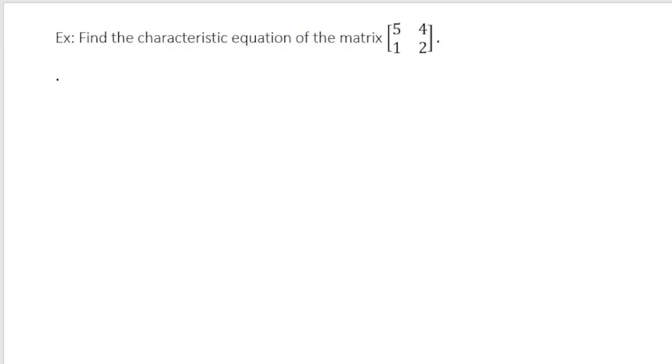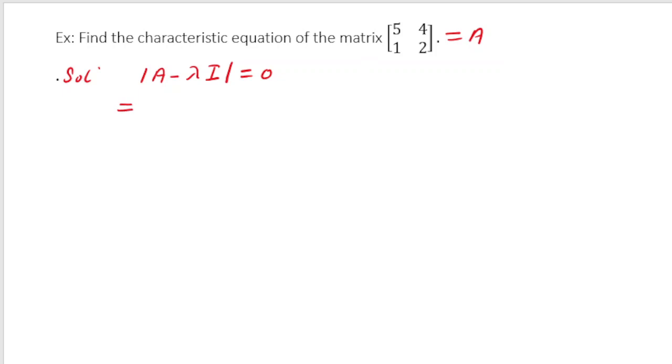So let us solve some problems to understand it better. The first question is to find the characteristic equation of this matrix. Let me call this matrix A. What is the characteristic equation of this matrix? The characteristic equation is the determinant of A minus lambda I, equal to 0.